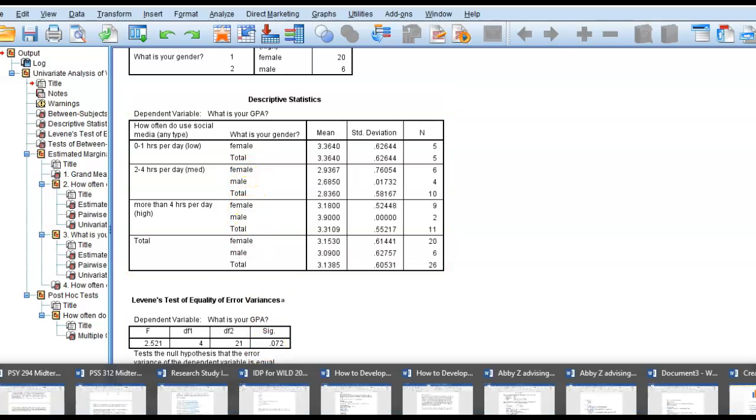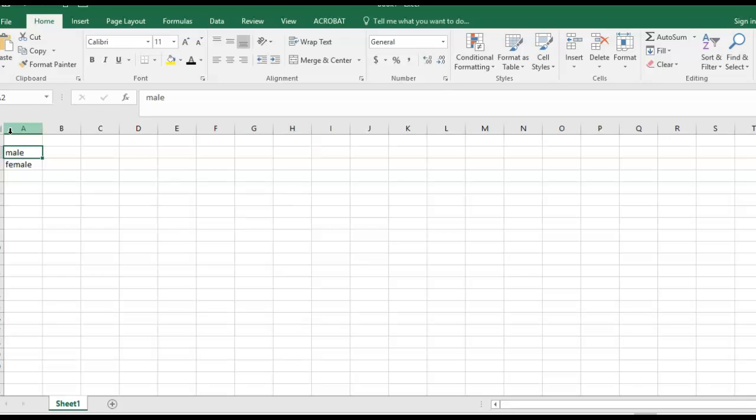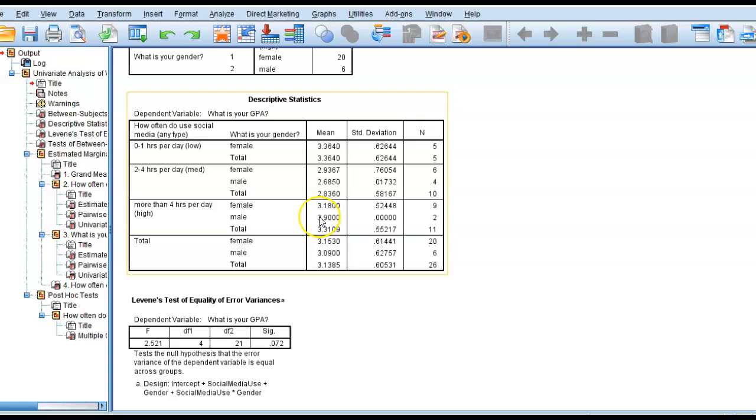Females are actually on top in my thing. So just so I can keep the numbers straight, let me put female on top and then male. And then I'm going to have 3 groups of social media use: low, medium, and high. So when you think about that, I need to put 6 numbers here. What are the 6 numbers? Well, I need to get the mean for females who were low, and that's going to be 3.36, if you can see that.